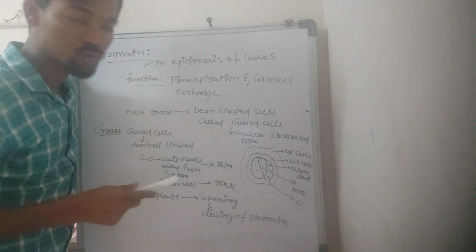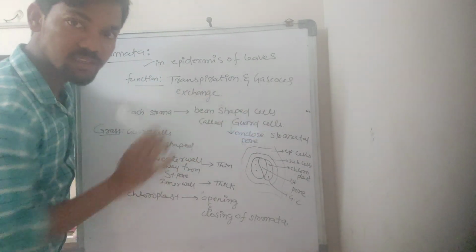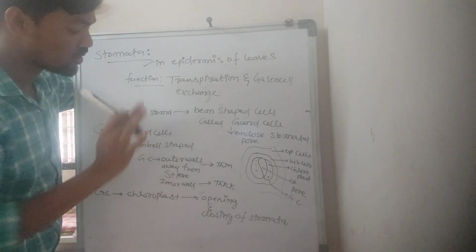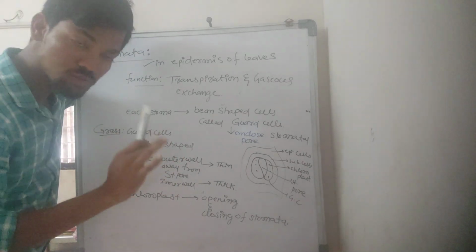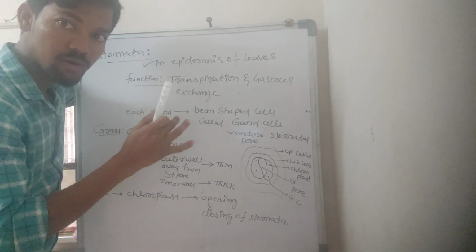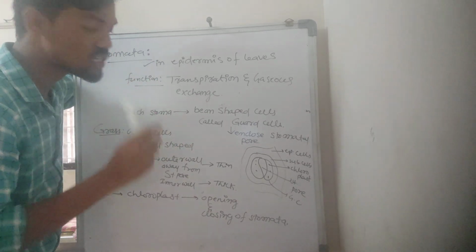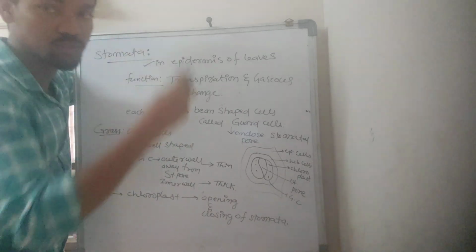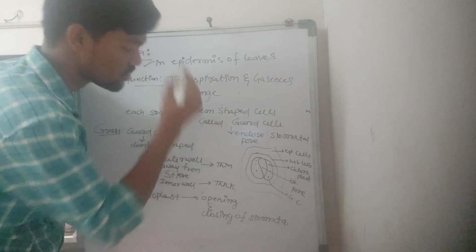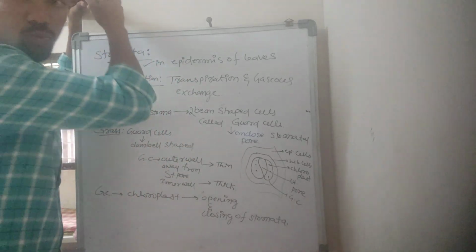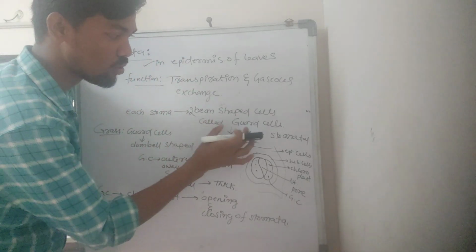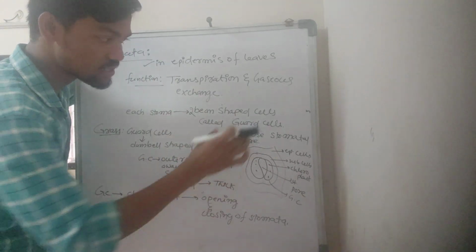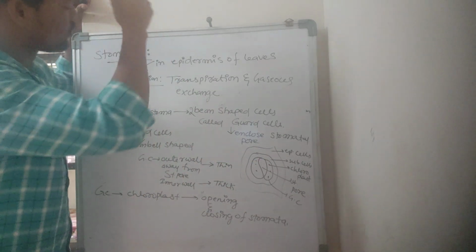The stomata: transpiration and gas exchange. Each stoma contains two bean-shaped cells. How many bean-shaped cells? Two. Not 3, not 4, not 5. Only two bean-shaped cells, and these are called guard cells.